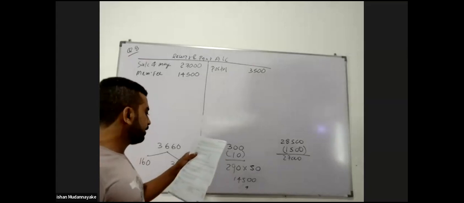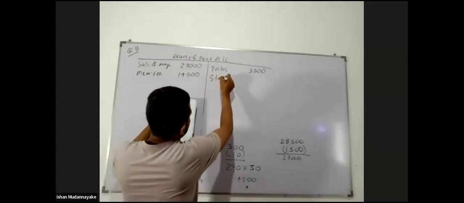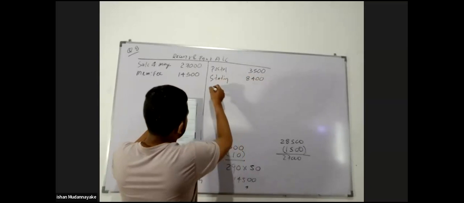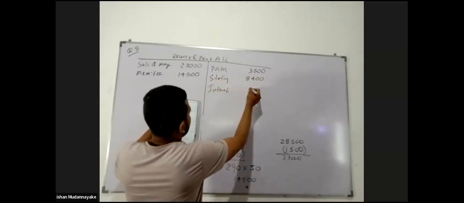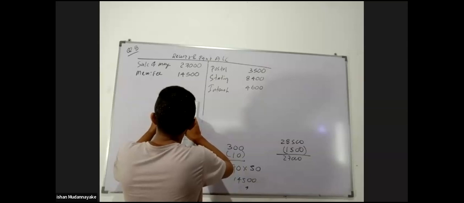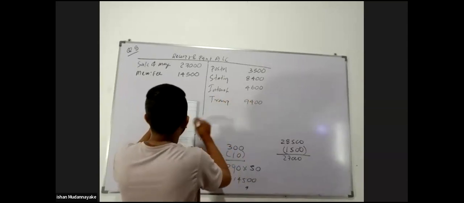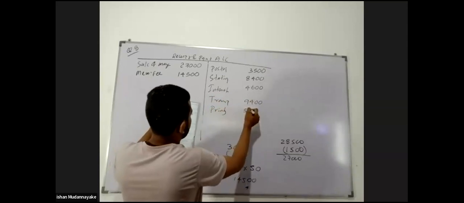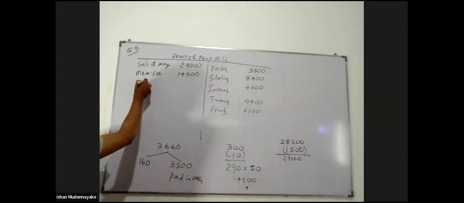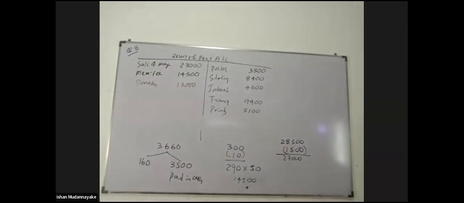Now we record other information. Purchase of stationery 8,400. Internet facilities 4,600. Income from sale of magazines, postal expenses done. Transport 9,400. Printing 5,100. Donation received 30,000. Okay, that's clear.